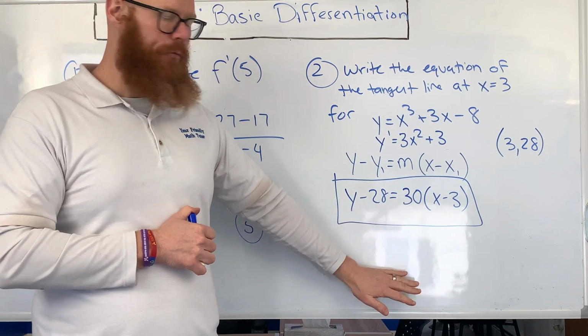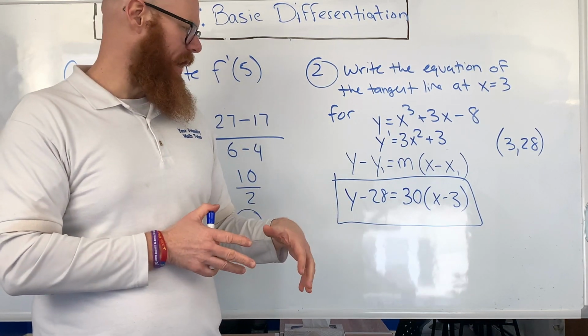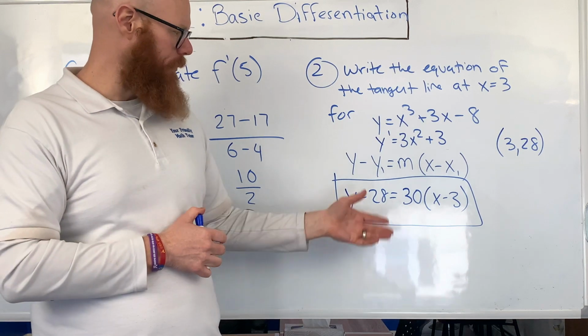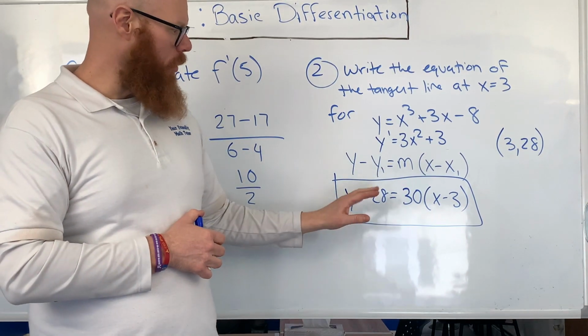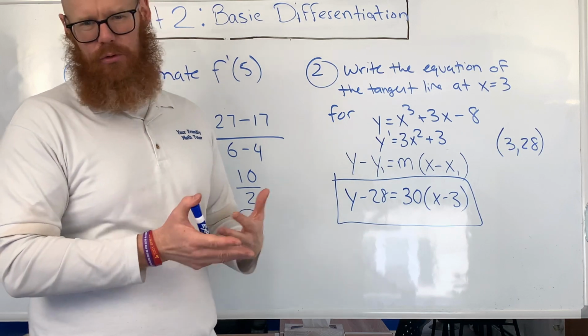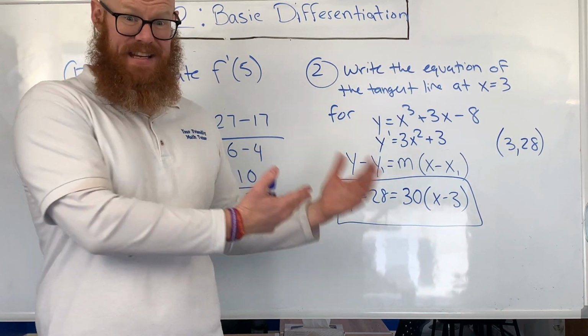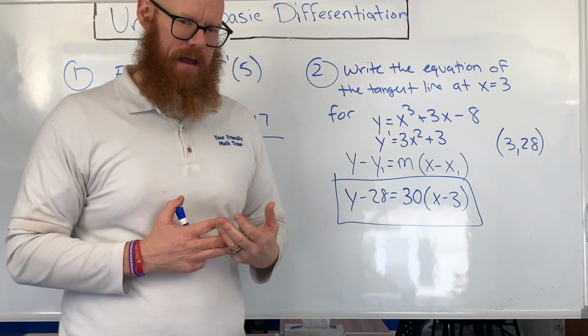You never have to go further unless they ask you to, or if it's multiple choice and all the answers are in slope-intercept form, then you might want to do that. But you don't want to do any extra work, you don't want to make a mistake and then lose points. So again, this is an equation of the tangent line. So that's how I'm going to leave the answer.